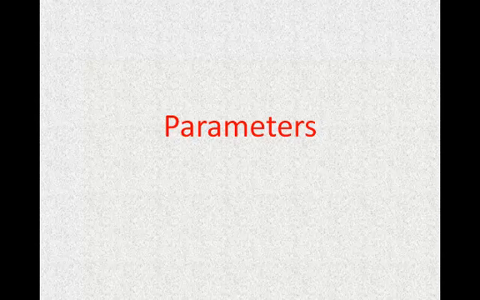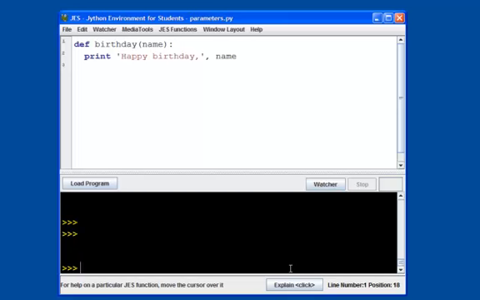Hi, in this screencast I'm going to demonstrate a little bit about how parameters work in Python. So here we have a simple function called birthday that's passed a parameter called name. And so we can call it and pass it any name we want.